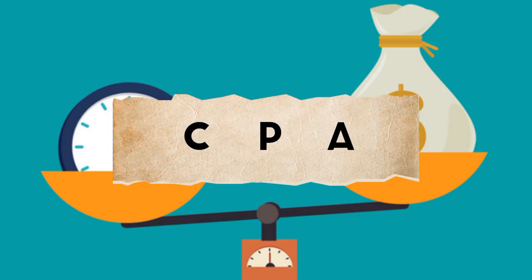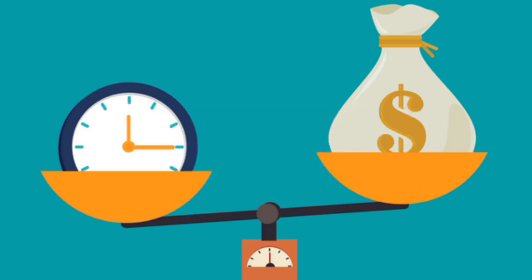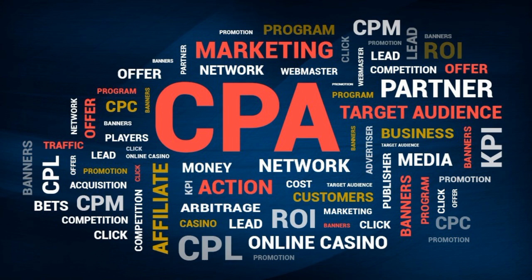CPA, cost per action. CPA is a pricing model in online advertising where advertisers only pay when a specific action is completed. This can include actions such as a purchase, a sign up, a download, or any other desired action that the advertiser wants the user to take.